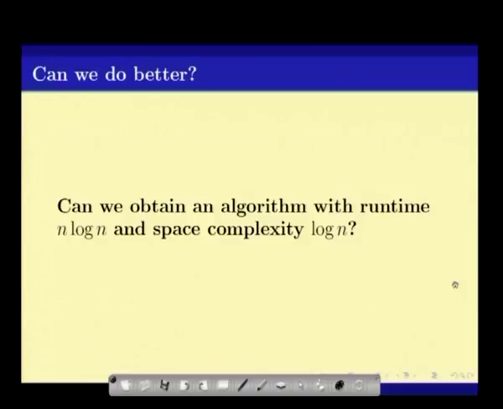A natural question to ask is, can we get the best of both worlds, or in other words, can we obtain an algorithm with running time n log n and space complexity log n? This is where we have to come up with a new algorithm which we call heap sort. Now, to start with heap sort, we have to understand a new data structure called heap. Heap is one of the important data structures that is used in many things including this particular sorting algorithm.